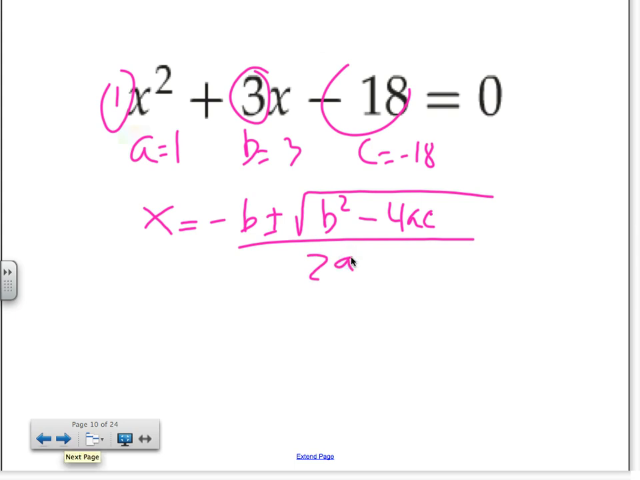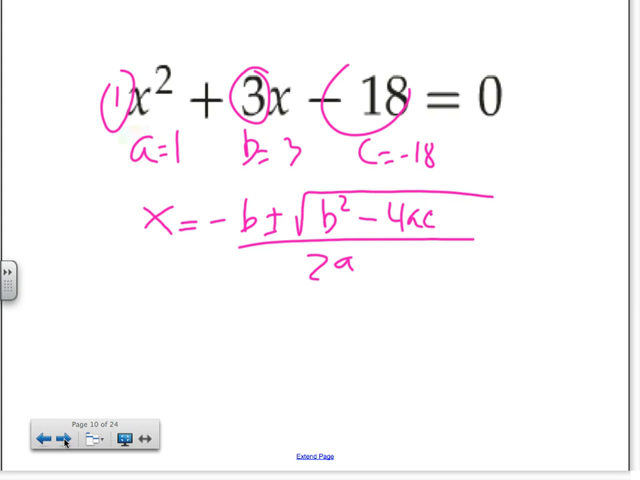There. See it? Negative b plus minus square root of b squared minus 4 times a times c over 2 times a. If you can say it fast enough, that means you're good. Huh. Who can say it faster? Karen. Karen? Okay. All right, let's plug it in.